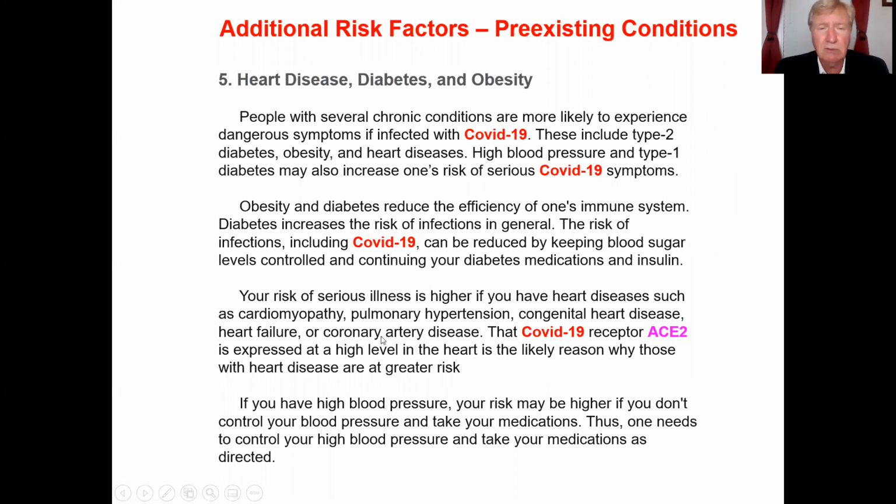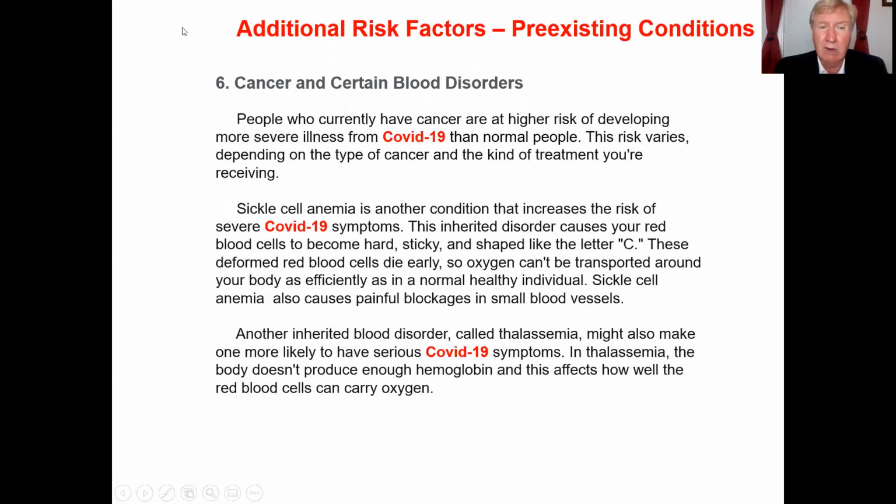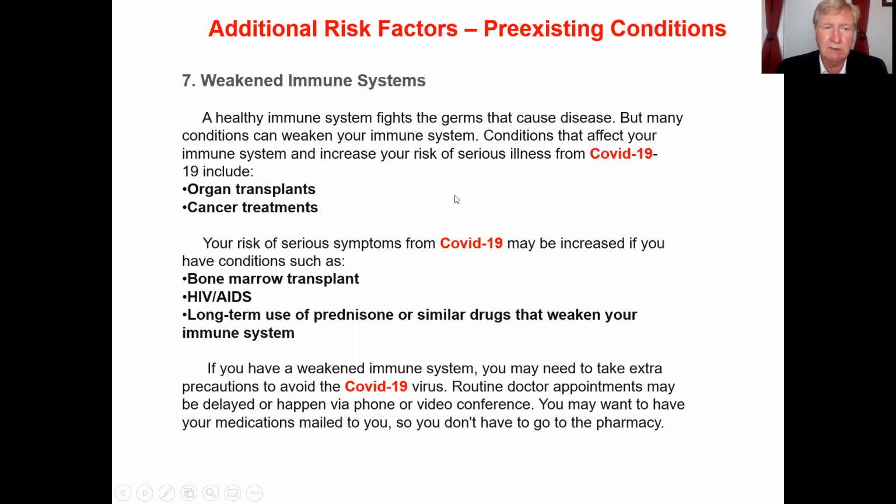The fifth risk factor is those who have heart disease, diabetes, and obesity. The reason for this will become apparent at the end of my talk, namely due to the expression of ACE2 in the heart. There are other cancers and certain blood disorders that also increase it. If you have cancer, your immune system is already stressed, and if you now become COVID-19 infected, your chances of surviving the infection are markedly reduced.